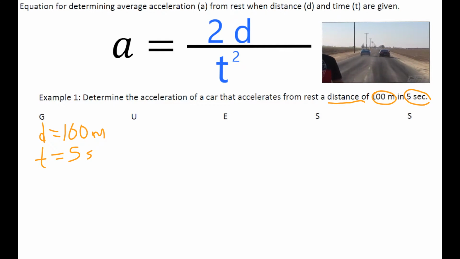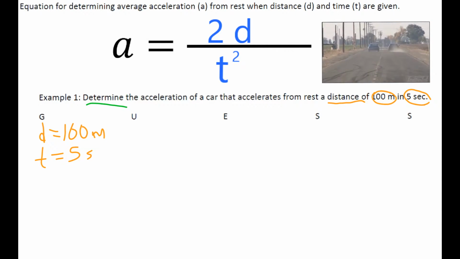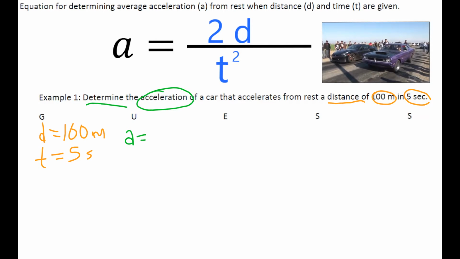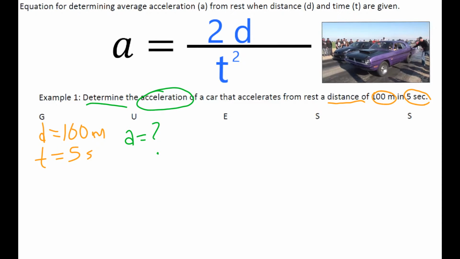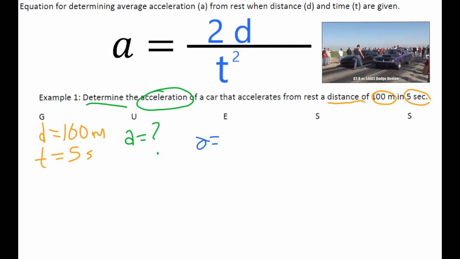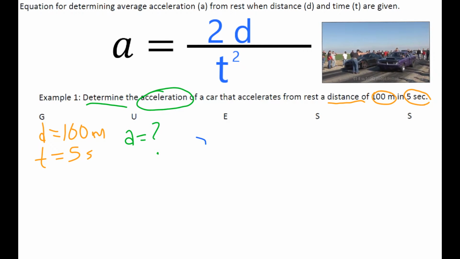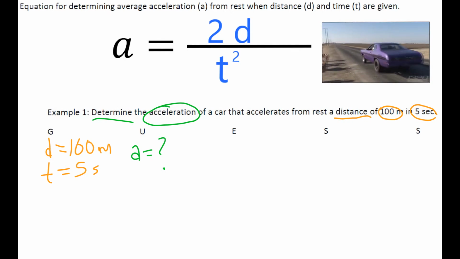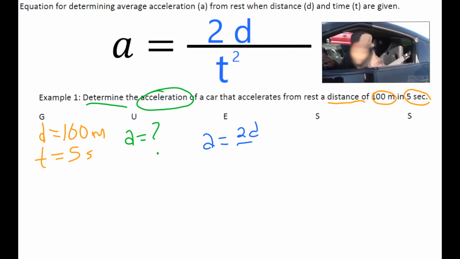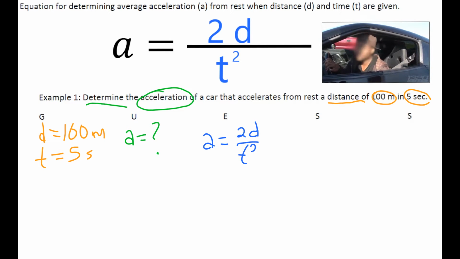So that brings me to the next step, which is to find the unknown. It says right here, determine the acceleration. So that means that our unknown is acceleration. Next step is to find the equation. Well, we already have the equation. It's right up here at the top. So we're going to say acceleration is equal to 2d divided by t squared. Okay, don't forget the t squared.